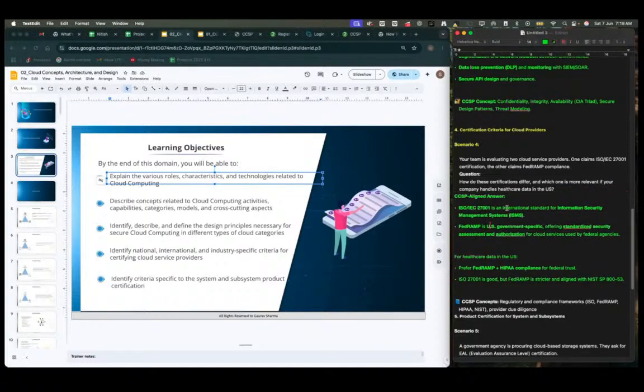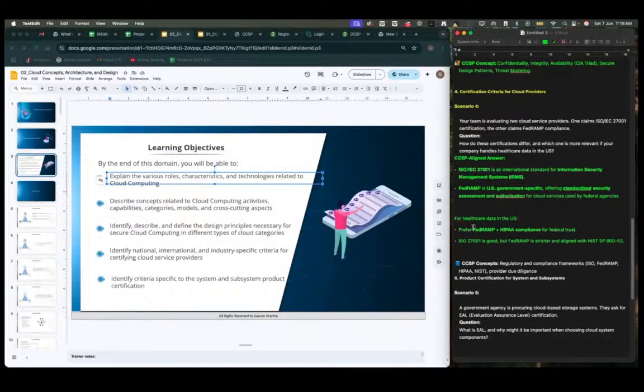According to this, ISO is an international standard of information security, the ISMS, right? And FedRAMP is US government specific, a standardized security assessment and authorization for cloud services. For health data, prefer FedRAMP plus HIPAA. HIPAA, you also know that, right? Compliance for federal trust. ISO is good, but FedRAMP is stricter and aligned with NIST SP 800-53, which is also majorly used for risk assessment. So you have to work on that one. Regulatory and compliance frameworks can also be added on top of that.